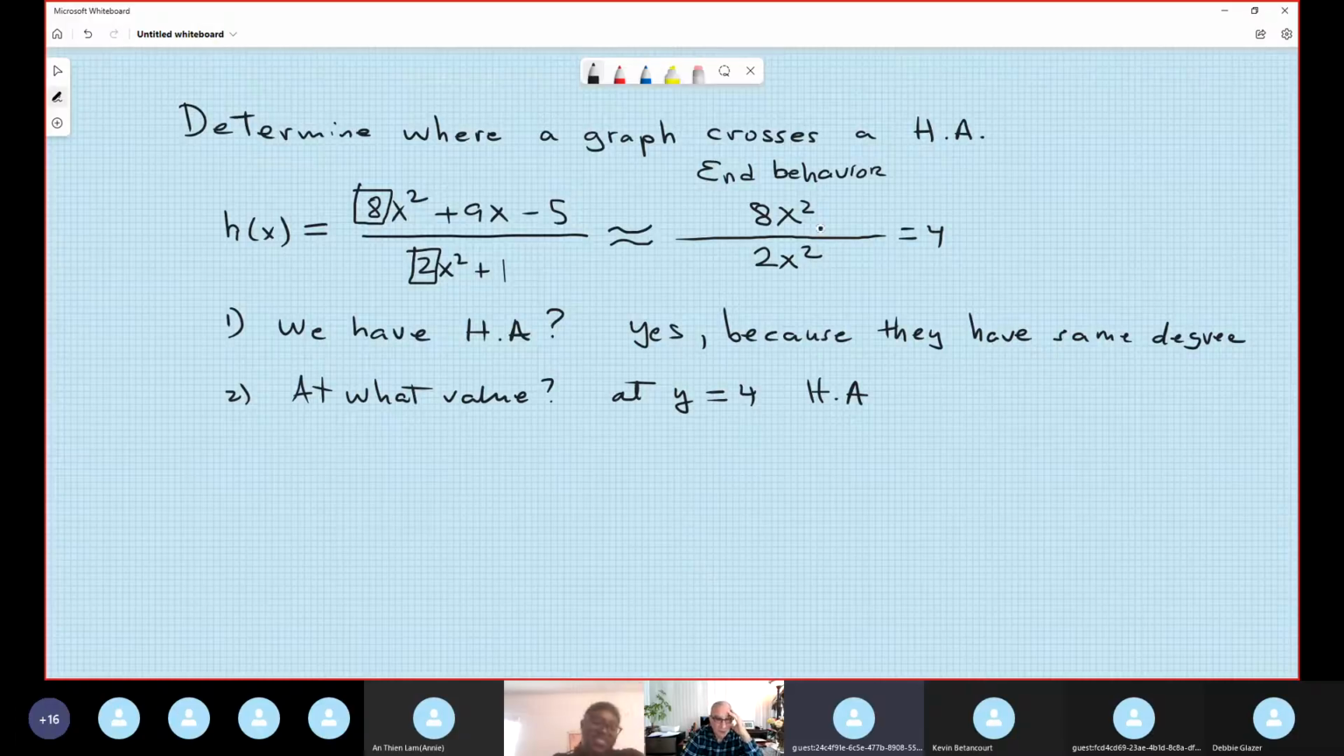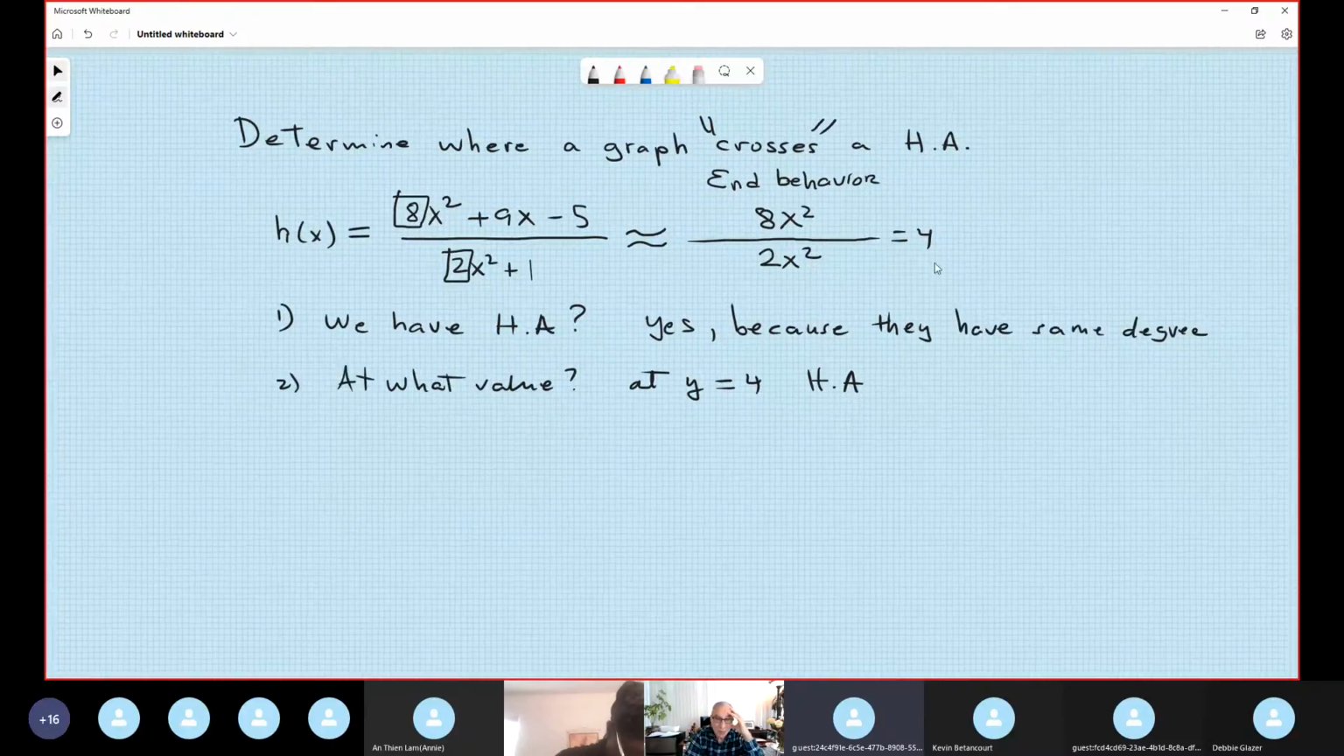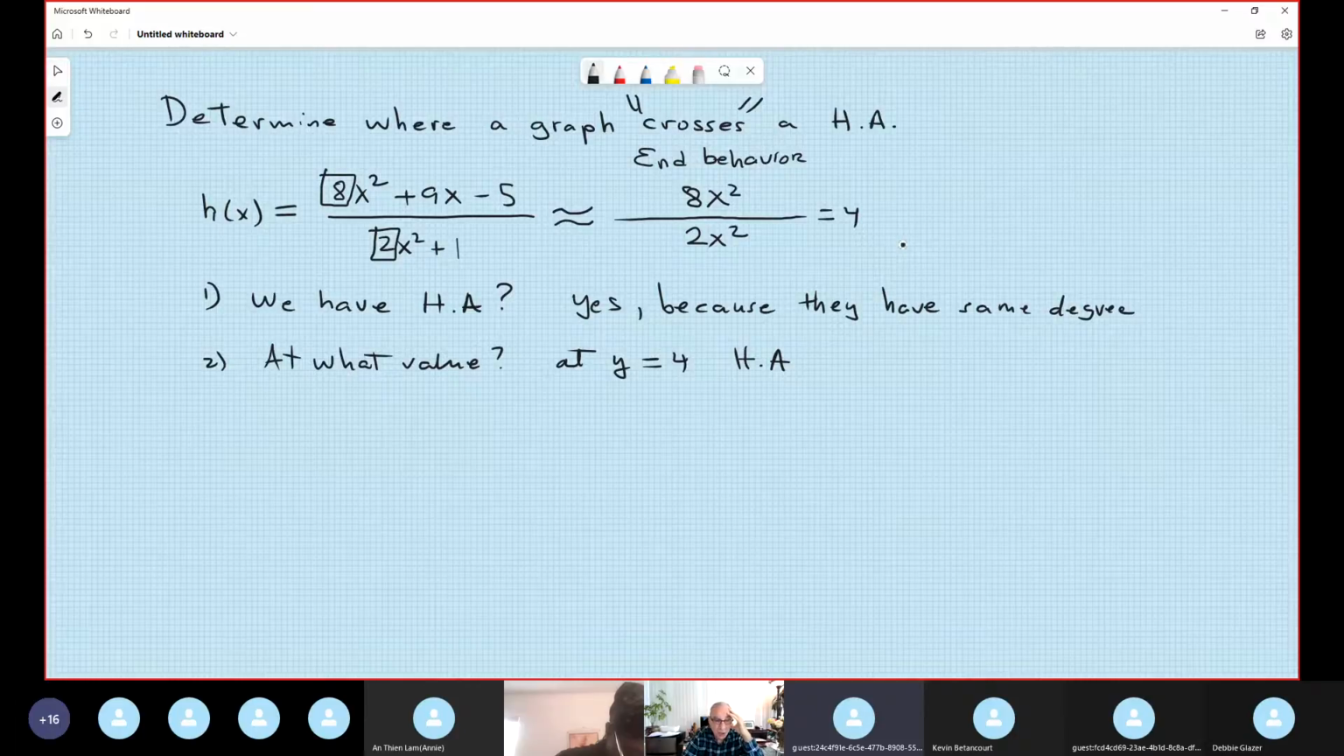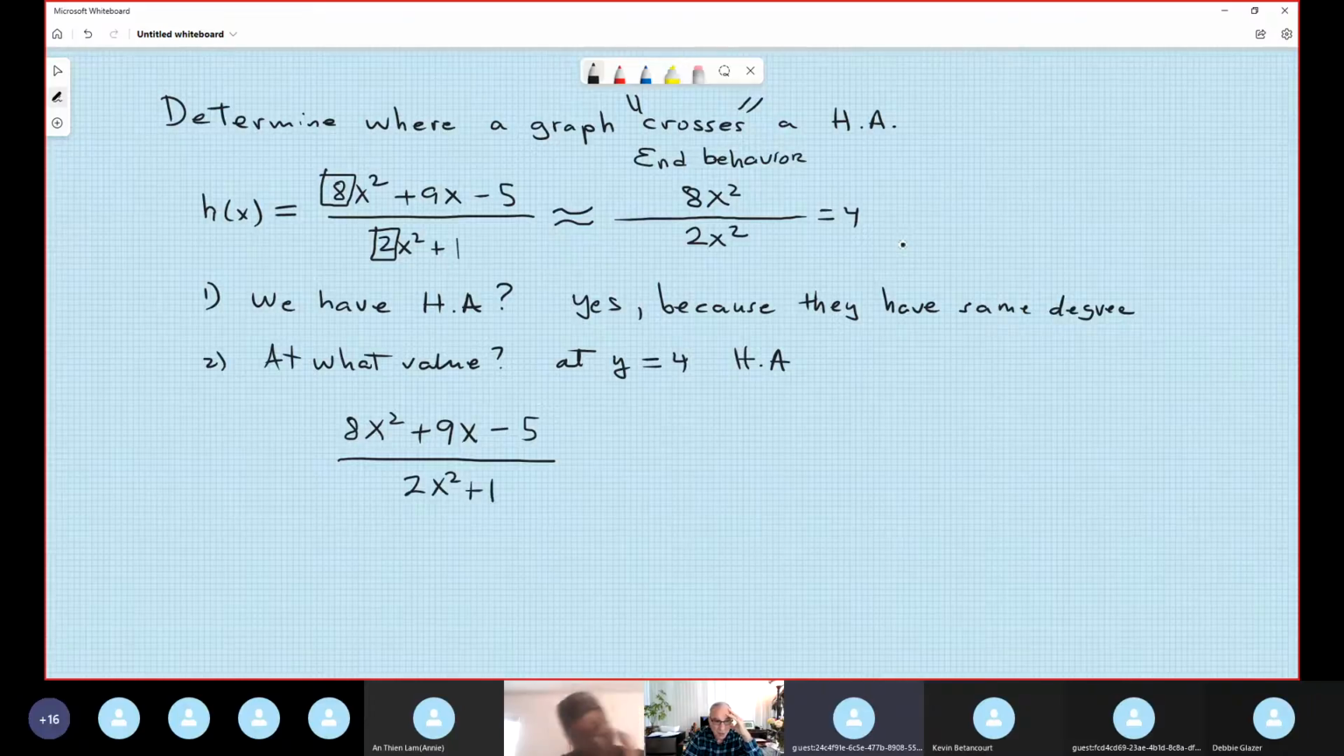Okay, all right. The new thing I want to discuss is if the graph crosses the horizontal asymptote. To investigate that, well, you take the original function that is given, and you force it to be equal to 4. Because I want to investigate if the y value of this function, sometime or at 1 point, is equal to 4.